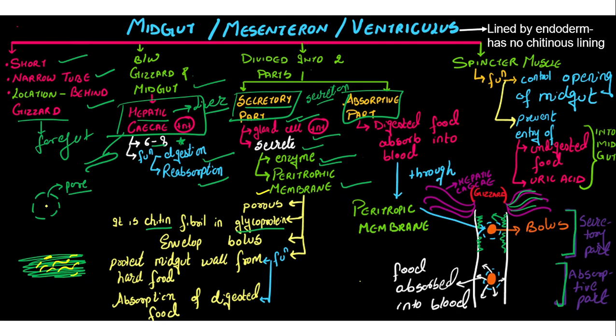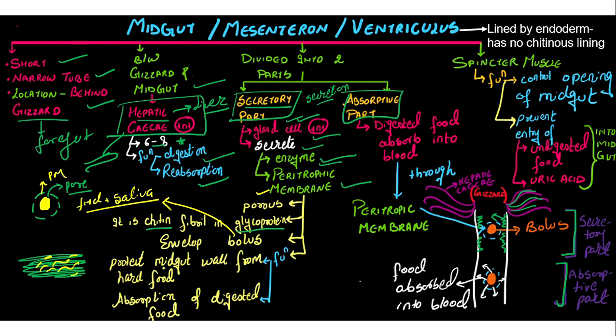It is going to envelop the bolus. What is bolus, class? The food which you are engulfing. After chewing it, the food which you are engulfing is nothing but food along with the saliva. So bolus is nothing but the food along with the saliva. This is your bolus, and the bolus is going to be enveloped by the peritrophic membrane. This is the peritrophic membrane.